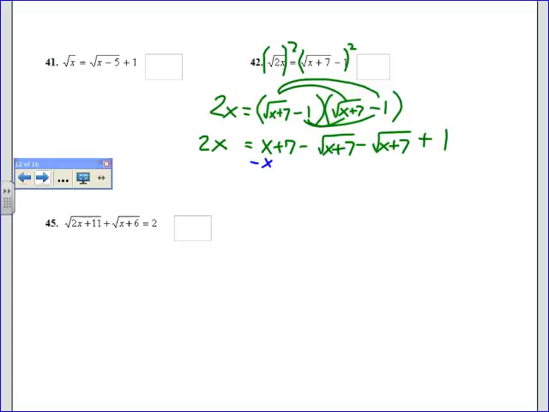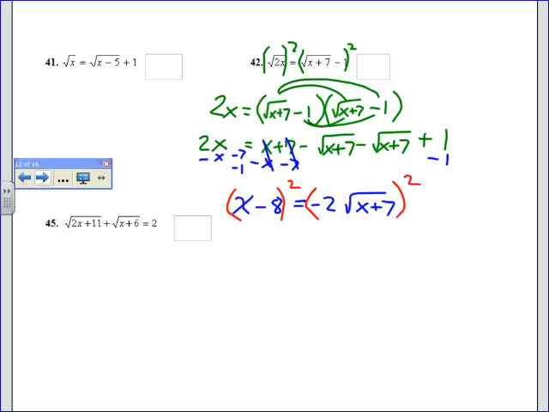So from here, what do I do? I need to subtract the x. I need to subtract the 7. I need to subtract the 1. All from this side of the problem to cancel stuff off. So I get x minus 8 equals negative 2 square root of x plus 7.